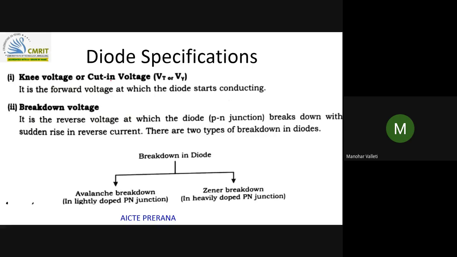Knee voltage or cut-in voltage is the forward voltage at which the diode starts conducting. For breakdown voltage, there are two types: avalanche breakdown and Zener breakdown. Avalanche breakdown is seen in lightly doped diodes, whereas Zener breakdown is seen in heavily doped diodes. Whatever operation we have seen till now is for a general diode using moderate doping, not high doping. These two concepts we will see in detail in Zener diode concepts, but two types of breakdown are possible.